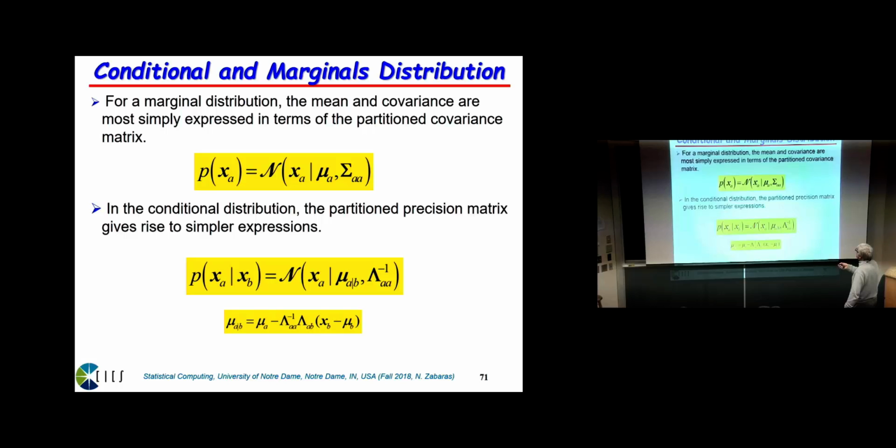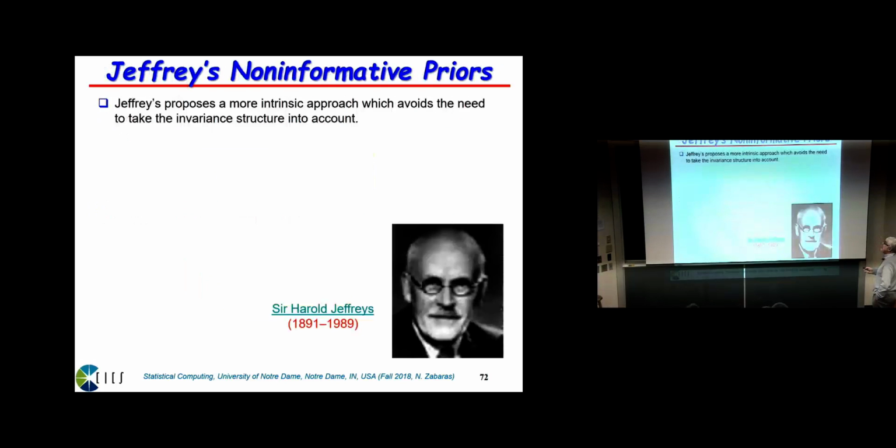If you want marginals, the marginals are usually very nice in terms of covariance, because the only thing you have to do, if you want the marginal of XA, is take the mean mu A and sigma A. So it's in terms of the partition of the covariance matrix, that's very easy. Okay.